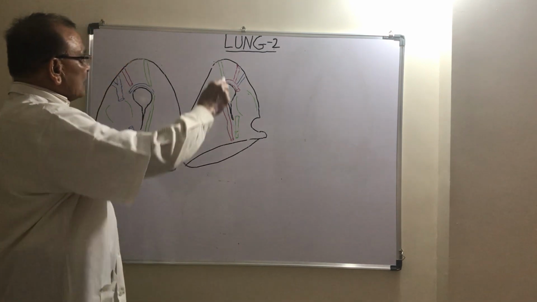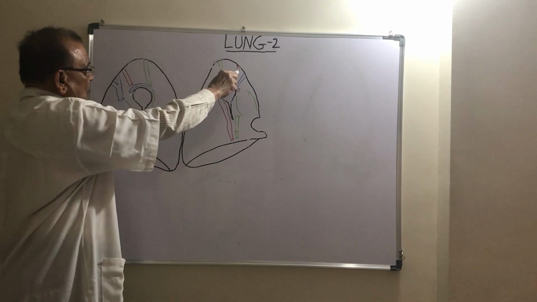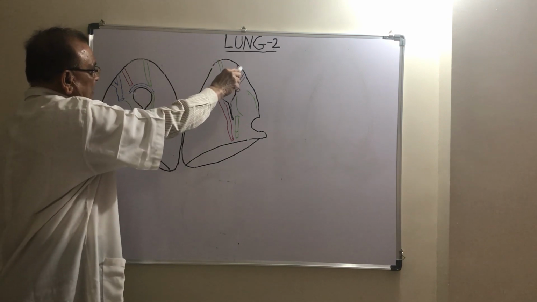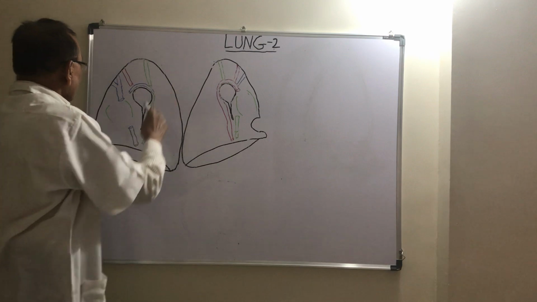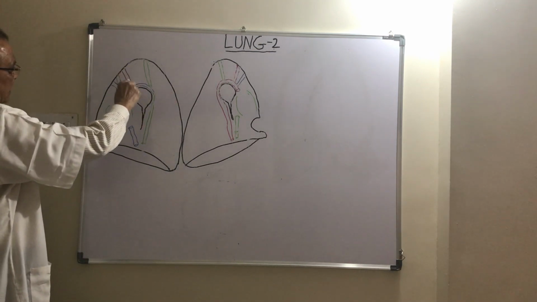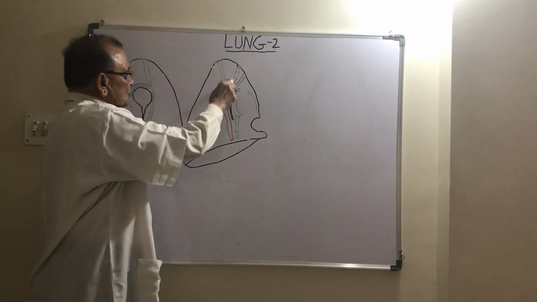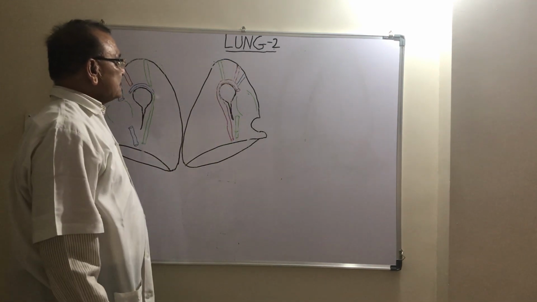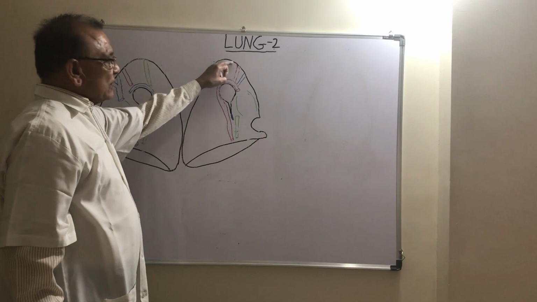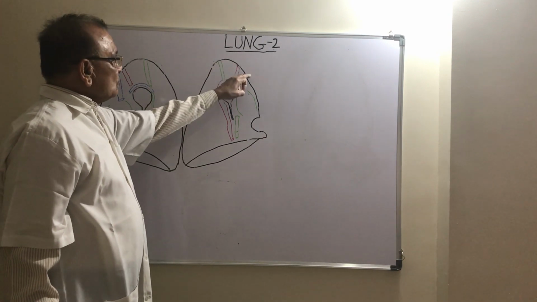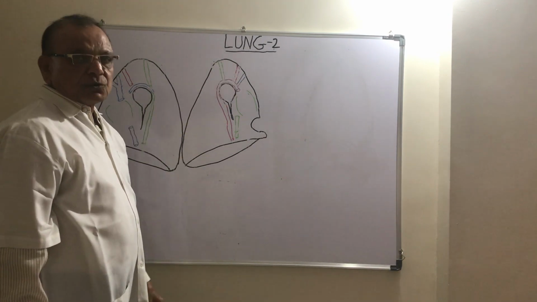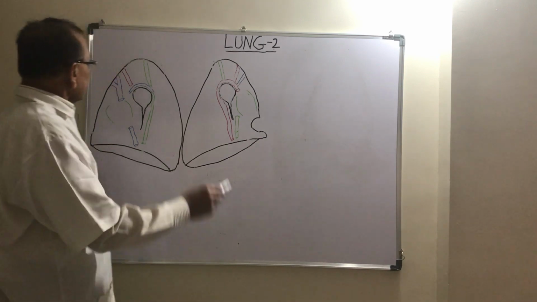Now, in front of the apex, on both sides, there are two vertical grooves. On the left side, these two vertical grooves in front of the apex: this groove is related to the left subclavian artery, and this groove is related to the left brachiocephalic vein.